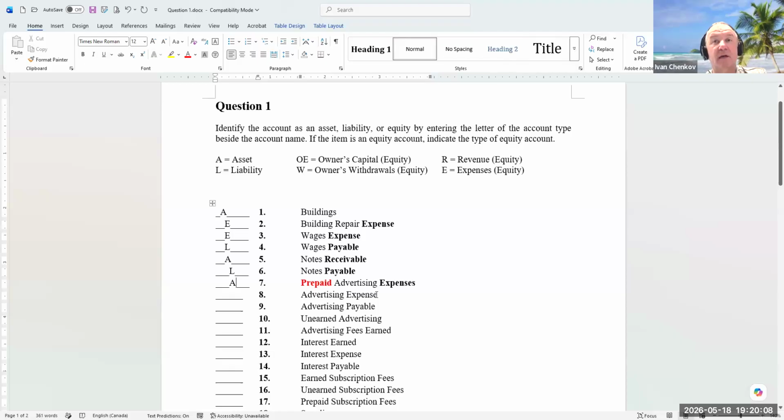But now when we have advertising expense, now you can see the difference between prepaid advertising expense and advertising expense. The only thing is prepaid. So try to put it in your mind. Every time you see prepaid something expense, asset. Once it's only expense at the end, without prepaid at the beginning, clearly expense. Let's go with the next one. Advertising payable now.